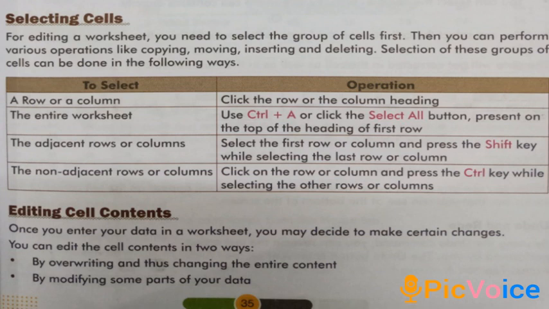The adjacent rows or columns: select the first row or column and press the Shift key while selecting the last row or column. The non-adjacent rows or columns: click on the row or column and press the Ctrl key while selecting the other rows or columns.